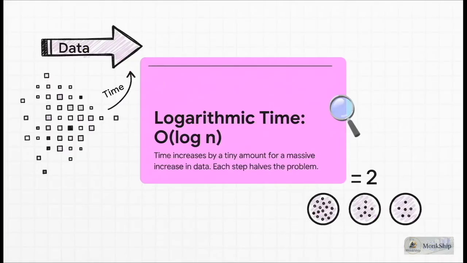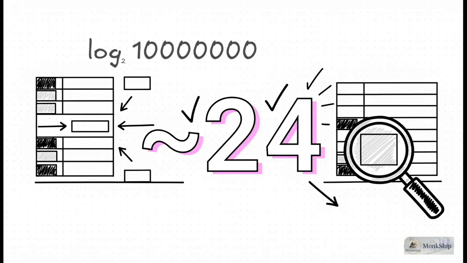This superpower has a technical name, logarithmic time complexity, or O of log n. Now don't let the fancy terms scare you off. All it really means is that even if your list gets ridiculously, massively bigger, the number of steps it takes to find something barely goes up at all. Every single guess cuts the problem in half, which is just an insanely efficient way to work. And this is where it just gets absolutely mind-blowing.